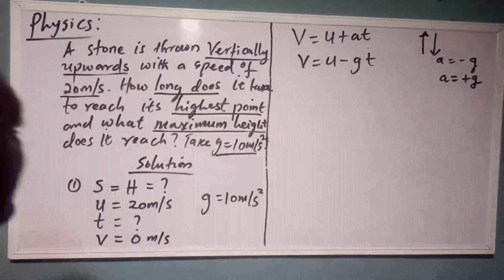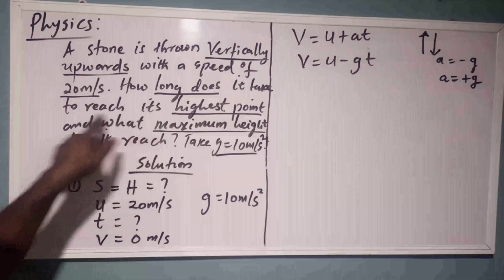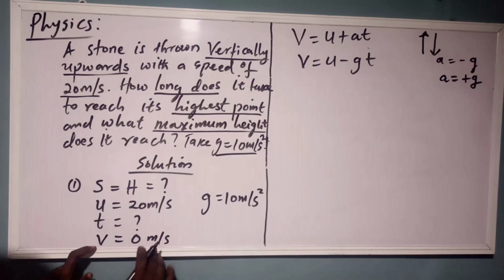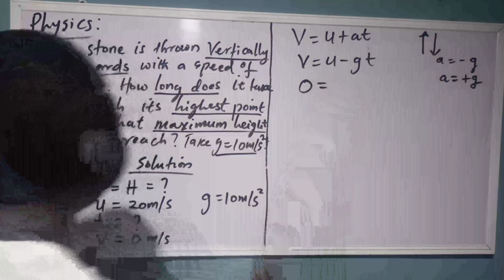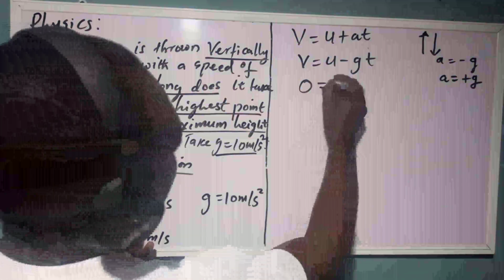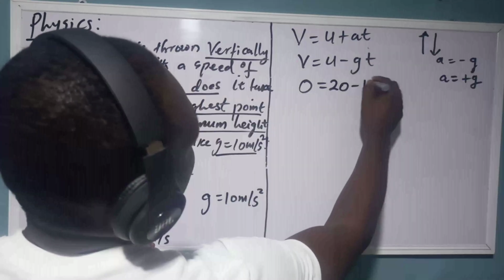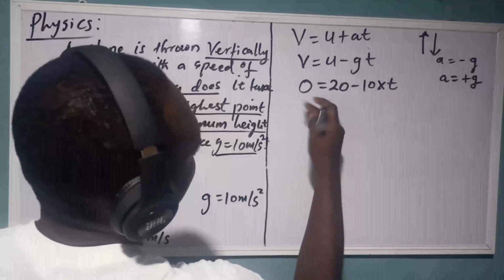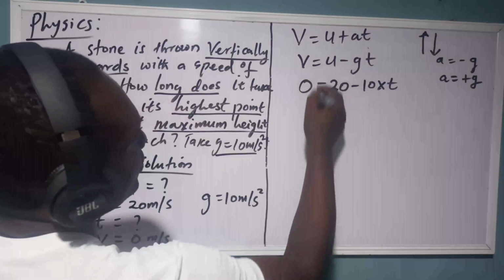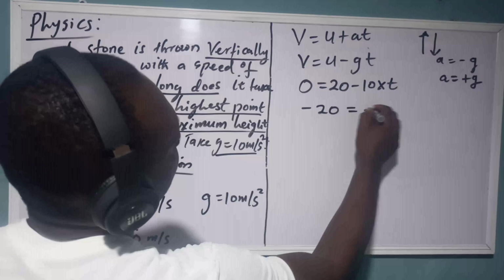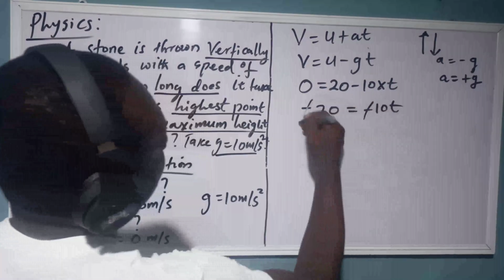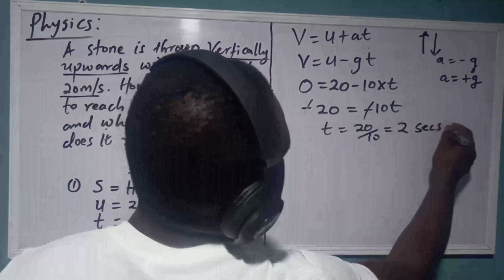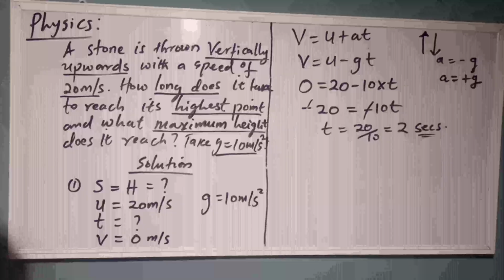The next condition says that it reached its highest point. At the highest point, we already established that v is 0. So we have 0 = 20, since it was moving with a speed already, minus g, which was given as 10, times t. So we are looking for this t. Now, collecting like terms, 0 and 20 are like terms. So when positive 20 crosses the equality sign, it becomes negative 20, and we have negative 10t. So the negatives cancel. Your t is 20 divided by 10, which gives you 2 seconds, right? Okay, we have gotten the time.